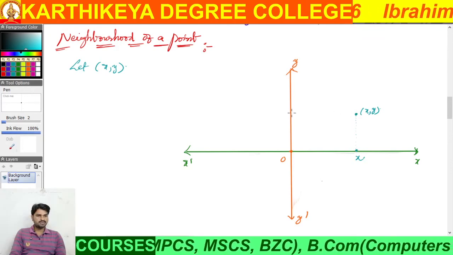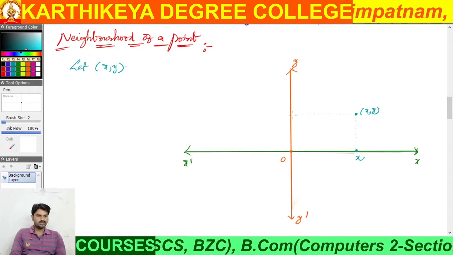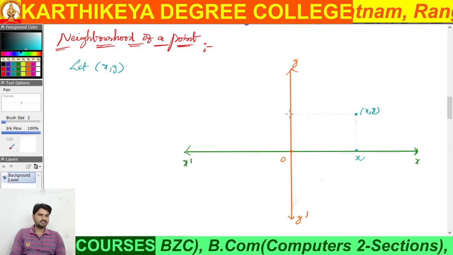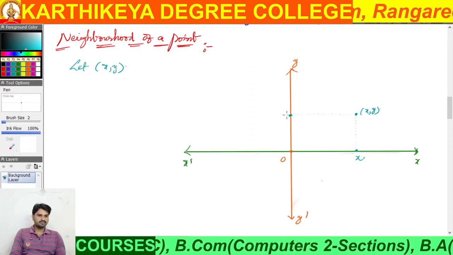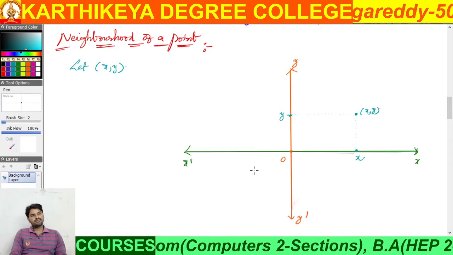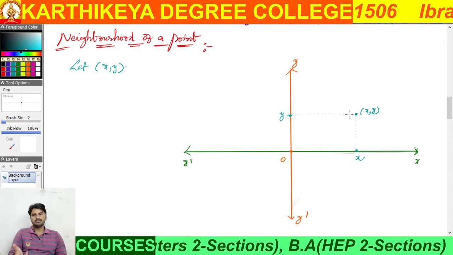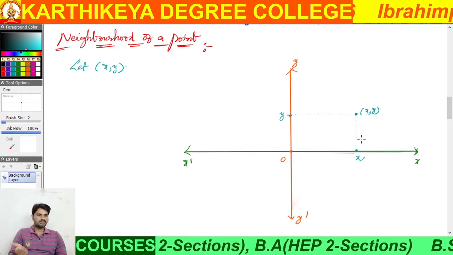In the same process, the distance from the origin on the y-axis to the foot of the perpendicular of x comma y is, suppose I have taken y. So if you want to take a neighborhood of a point x comma y, already we had discussed the neighborhood of a real number.